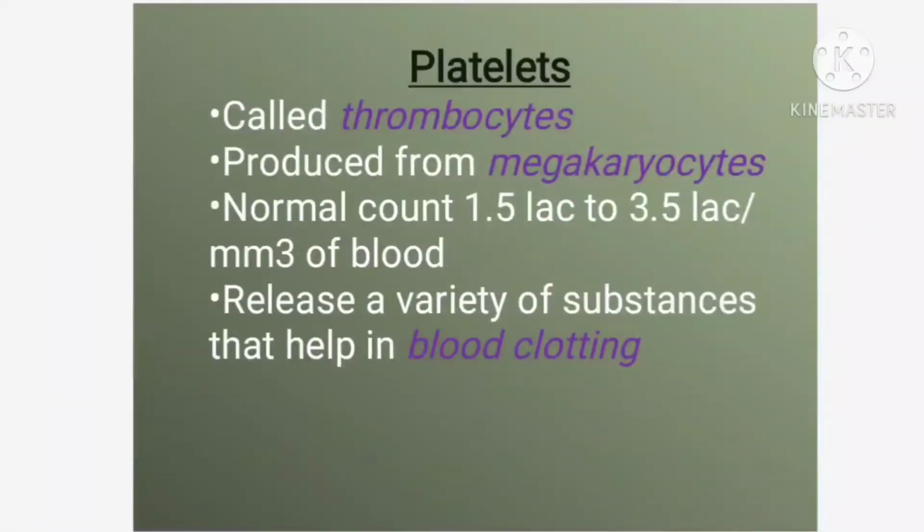Platelets. So platelets are also called as what? Thrombocytes, and they are produced by specialized tissue cells called as what? Megakaryocytes. Karyon means nucleus, megakaryocytes means cells with a bigger nucleus. Okay. So from those cells only this platelets are produced. How much amount will be present? It will be 1.5 lakh, not million, it is only 1.5 lakh to 3.5 lakh per cubic mm of blood.